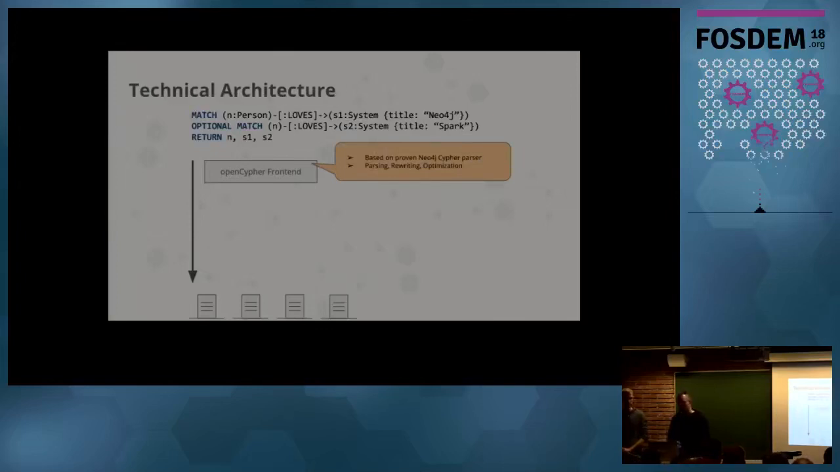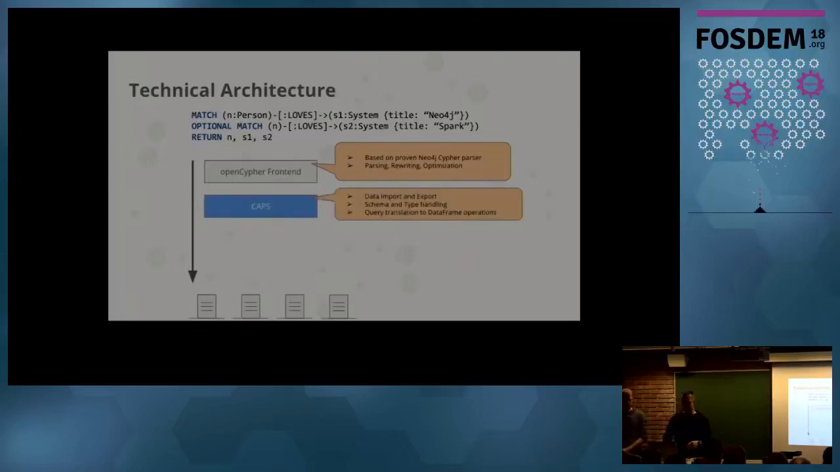So we have a multi-layer architecture within CAPS. We start, of course, with parsing the query. For that, we use the Open Cypher frontend, which is a shared module, which is also used by Neo4j. So that gives you, take the string in and get the abstract syntax tree out.